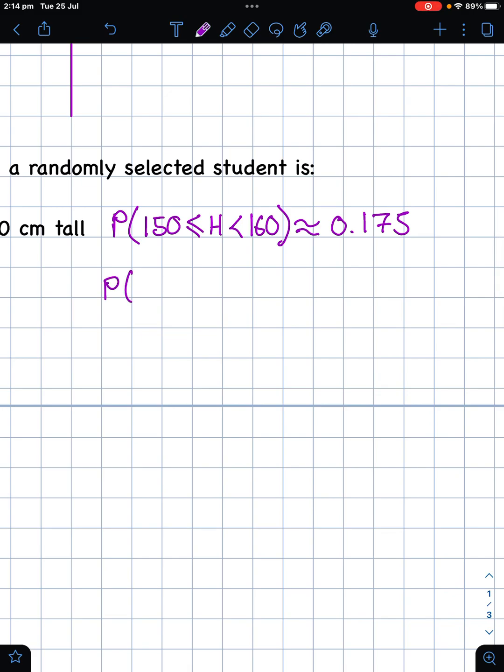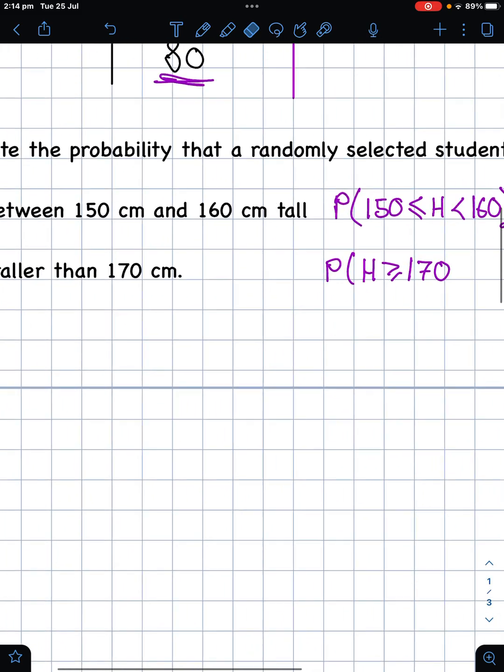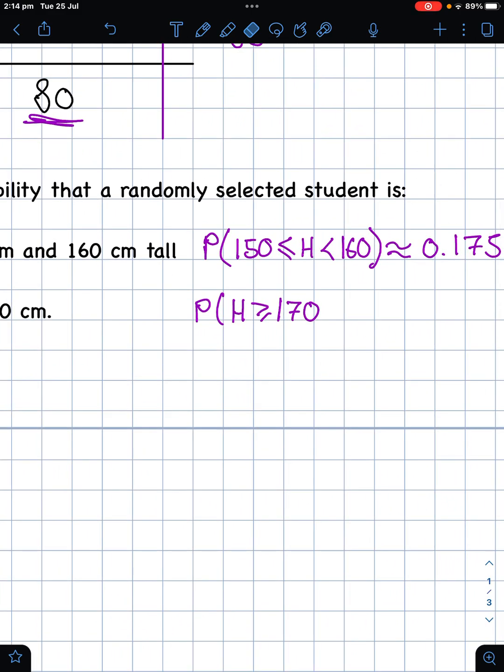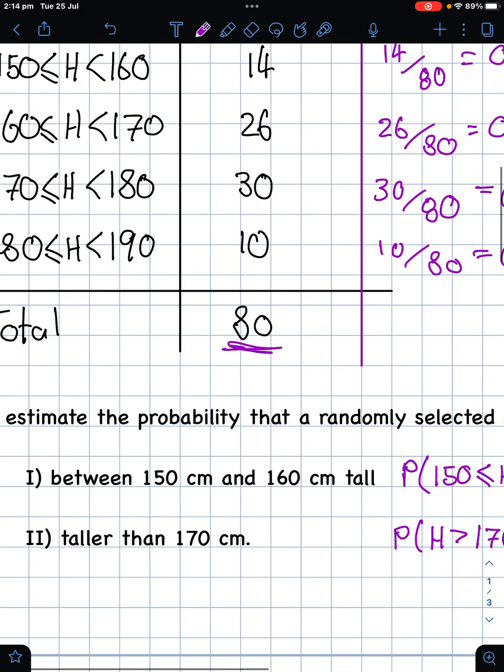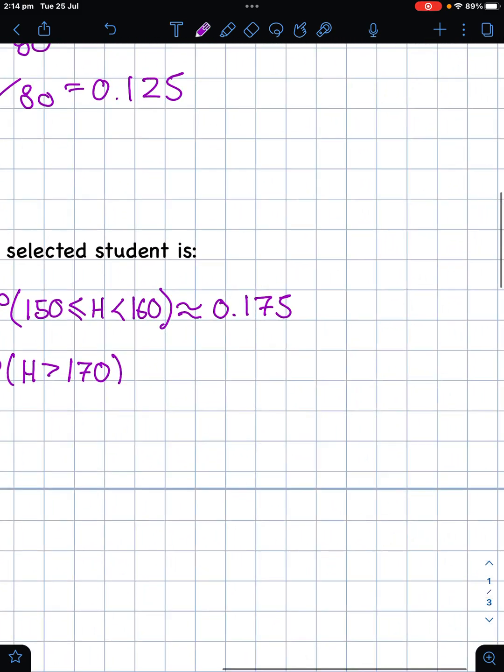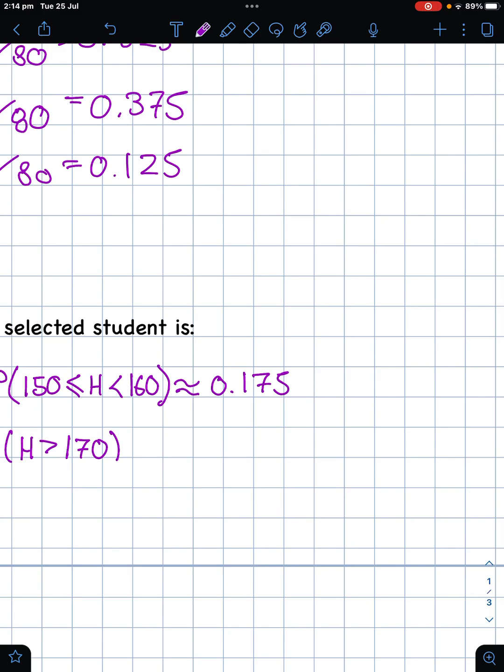So probability H is greater than or equal to 170. Taller than 170 means we include these 30 and 10. So these two values get added together, and it's going to be approximately equal to 0.375 plus 0.125, which is approximately equal to 0.5. So there's about a 50% chance.